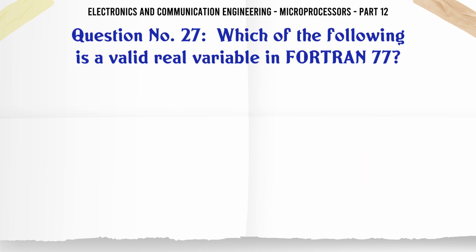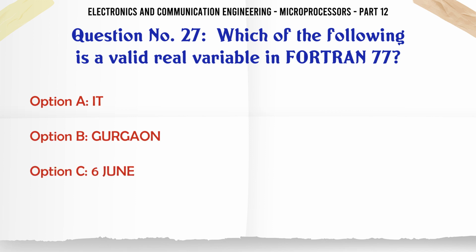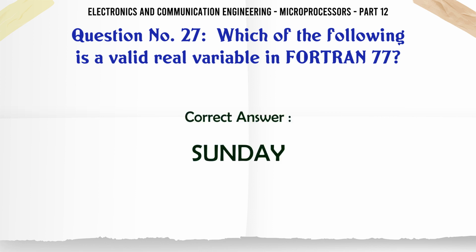Which of the following is a valid real variable in Fortran 77? A. IT. B. Gov. C. 6 June. D. Sunday. The correct answer is Sunday.